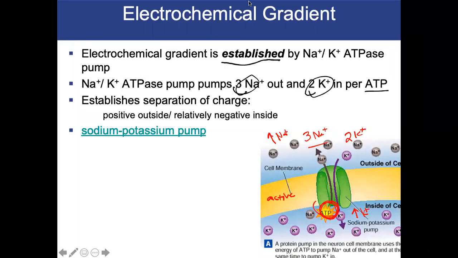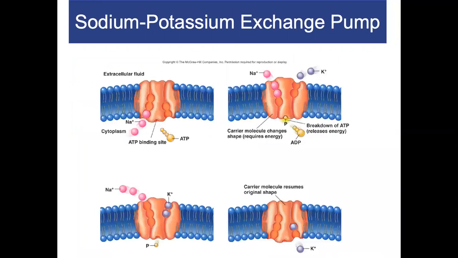Okay, so the electrochemical gradient is established by your sodium potassium pump, right? It uses ATP to pump out 3 sodium and drag in 2 potassium. And because it's using ATP, we know that you're pumping those ions against their concentration gradient.